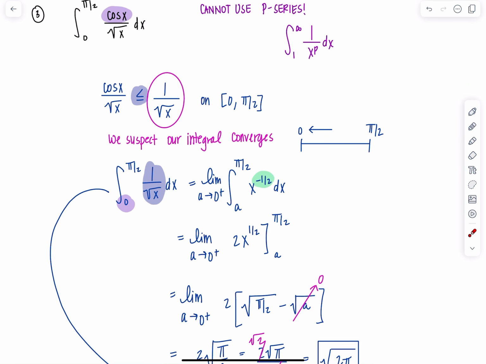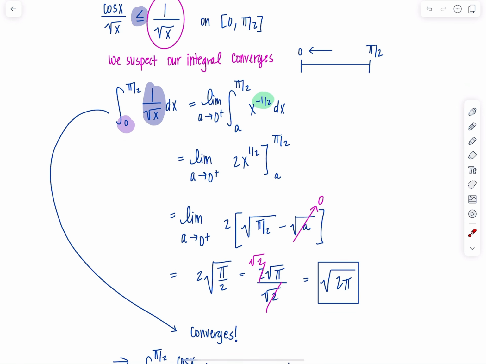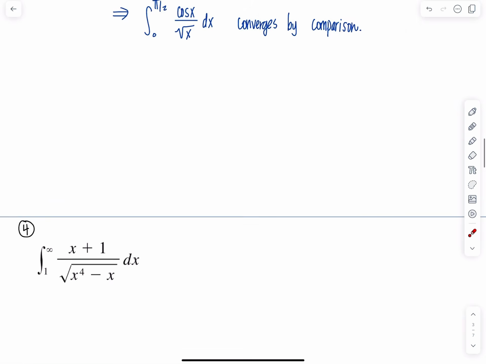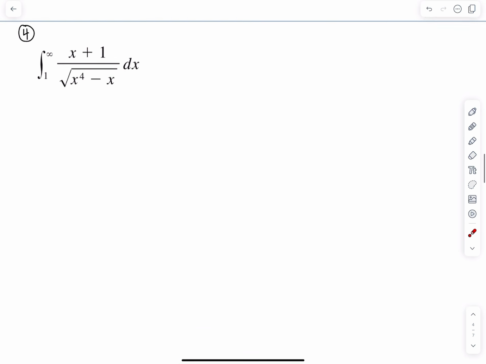Who knows? Okay. So just keep in mind, if something converges, you have to show that your function is smaller than the other function. If another integral diverges, you have to show your function is bigger than that function. Okay, there's only one direction that's useful. Okay, here's another.